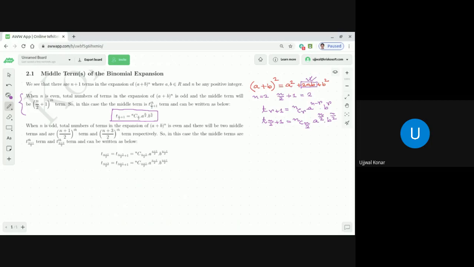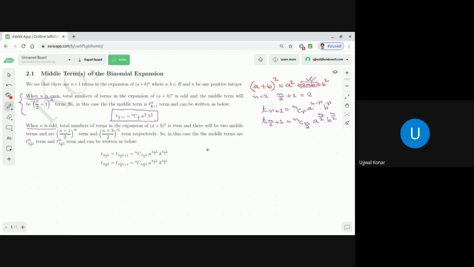Now we discussed when n is even, but let's discuss what happens when n is odd. When n is odd, the total number of terms in the expansion of (a plus b) power n is n plus 1, that is even. And if it is even, then we get two middle terms: the (n plus 1 by 2)th term and the (n plus 3 by 2)th term. Got it, dear students?